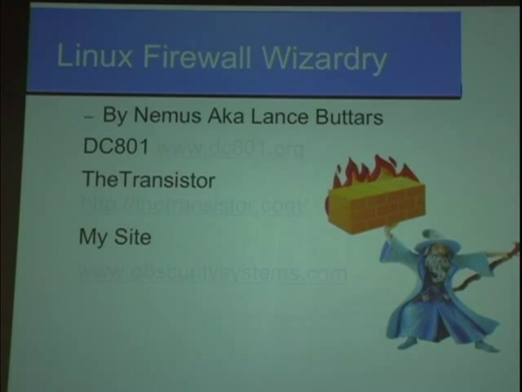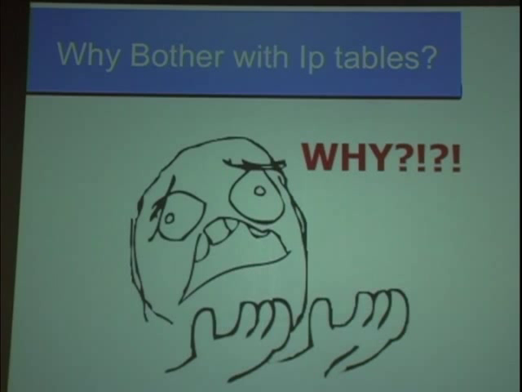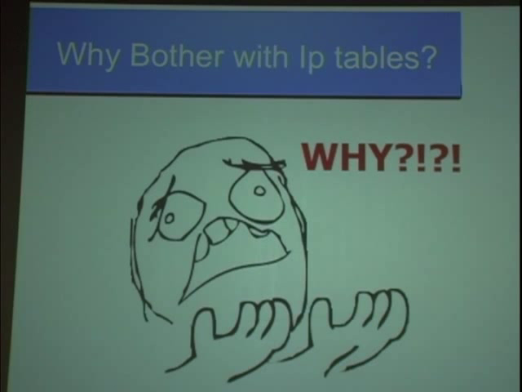A lot of people ask, why even bother? IP tables is kind of a pain, right? Does anyone question why you would use IP tables over something else? You can use Shorewall, there's a million other things. Why would you use IP tables? There's a lot of great examples. Another thing is you get a lot more control with it. A lot of these other utilities abstract out the firewall rules, so you can't really see what's going on.